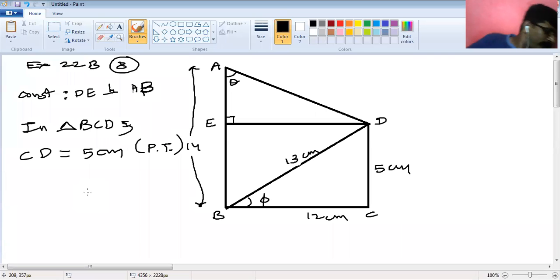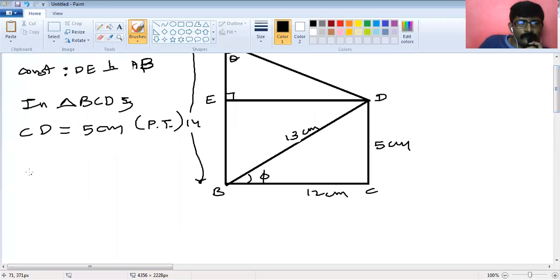Next, what we have to find? We have to find a few things. What do we have to find? We have to find sine phi and tan theta. I'll just write down quickly. What do we have to find? We have to find sine phi, and second thing we have to find tan theta.